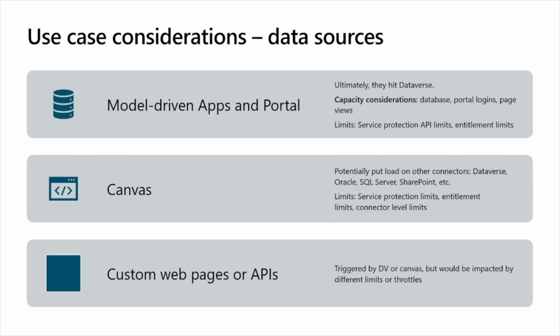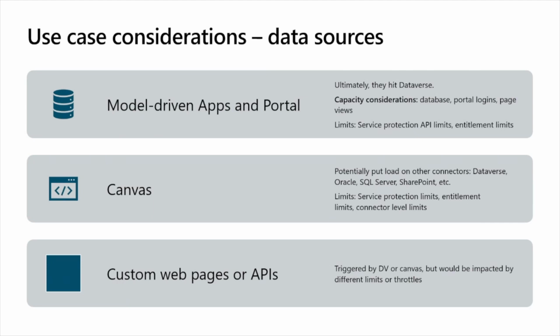Additional considerations are the data sources that your applications read and write data from. Model-driven apps and portals ultimately hit Dataverse. They use the Dataverse or portal security models. They are also affected by service protection limits and entitlement limits that apply to Dataverse. Canvas apps might use the Dataverse connector or other connectors. They can be affected by service protection limits and entitlement limits that apply to Dataverse. They can also be affected by limits that are applied to other connectors.